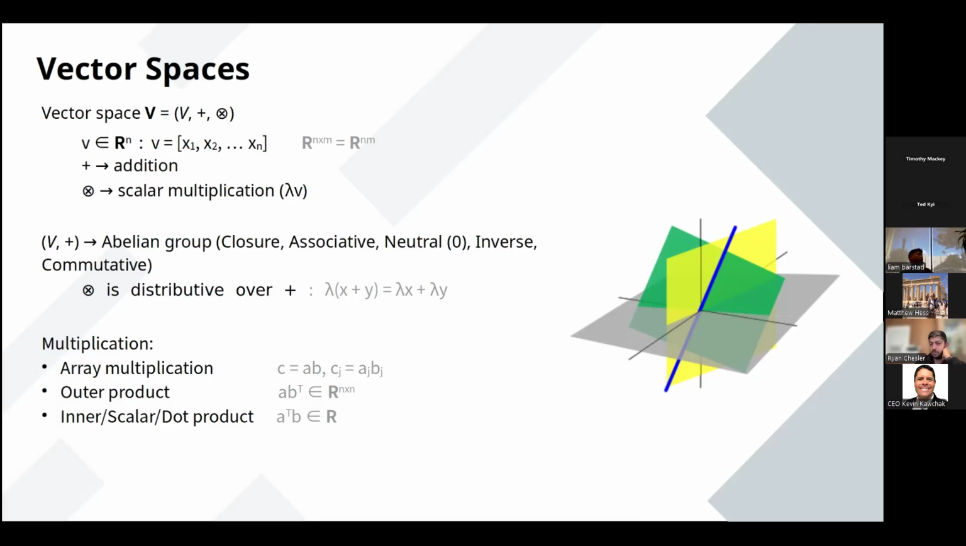You have array multiplication, which is just element-wise, multiplying each element in the vector by its constituent pair. You have the outer product, which returns a matrix. And then you have the dot product, which we'll get to in later chapters, which just returns a number. The last thing is this idea of a vector subspace. It has to have closure under addition, and 0 has to be in it. So it has to be a vector space that has the same kind of closure under addition and goes through 0.